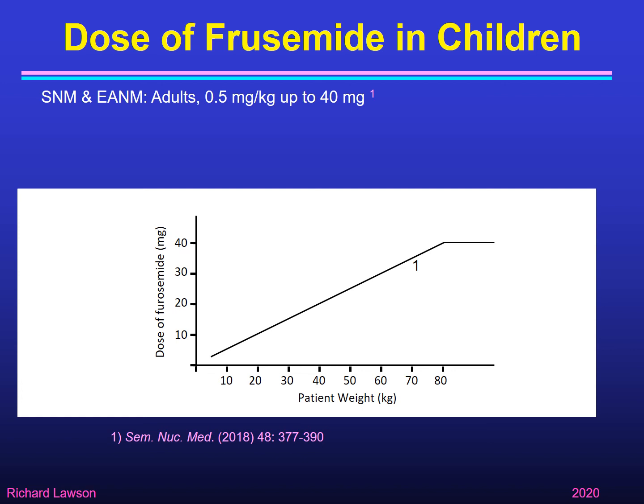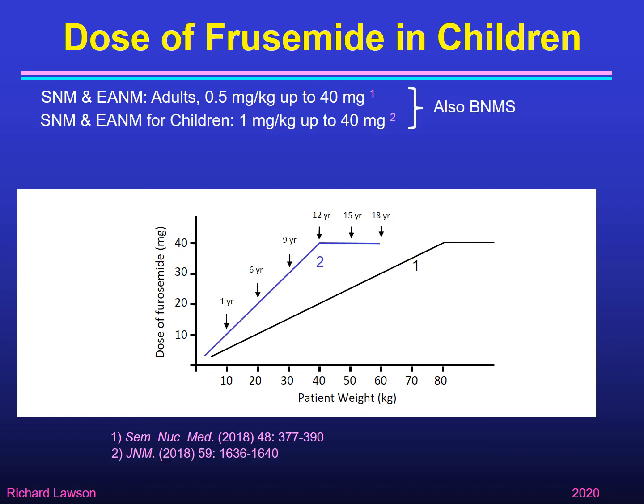an 80 kilogram patient. The same organisations for children say it's 1 milligram per kilogram body weight up to 40 milligrams, and the British Nuclear Medicine Society also refer to those guidelines. So you might say, well, why is it more for children? Well, the justification there is that for infants, where the kidneys are not so mature, you need a high dose of furosemide to achieve the same amount of diuresis. So for infants, it's justified to give 1 milligram per kilogram body weight, and that's the basis of that.